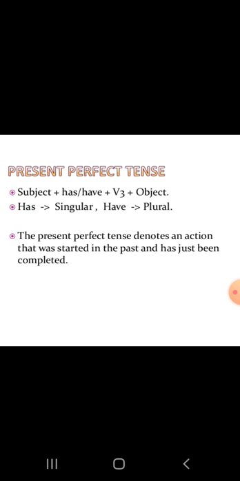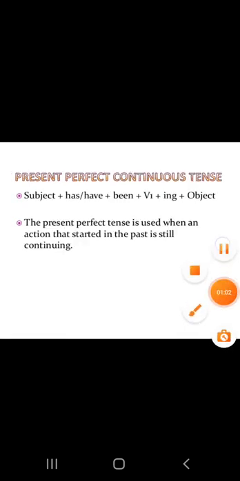Now coming to the fourth type of present tense, that is present perfect continuous tense. Present perfect continuous tense is used when an action that started in the past is still going on before another action started. See the difference. It is used when the action that has started in the past but is still going on. In that case, we will use present perfect continuous tense.